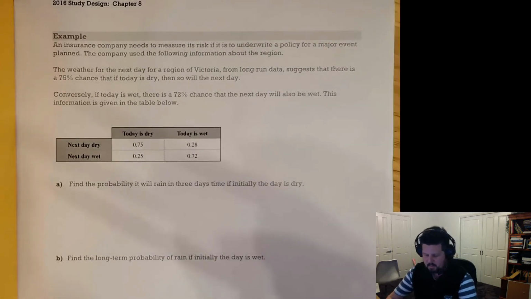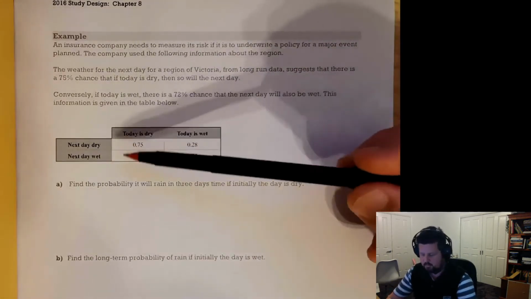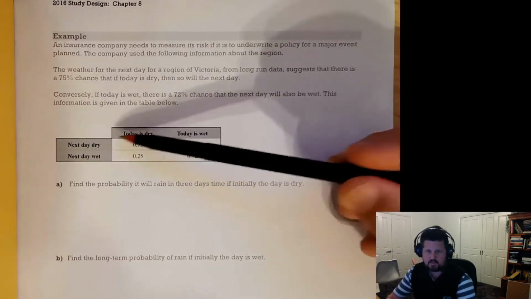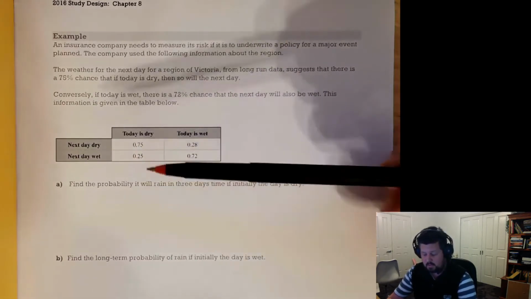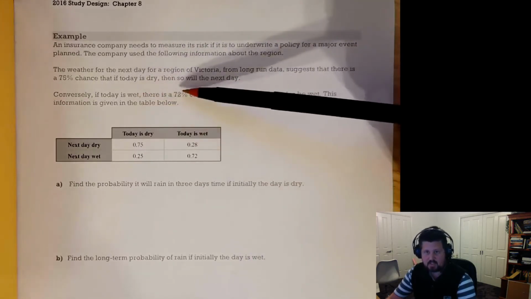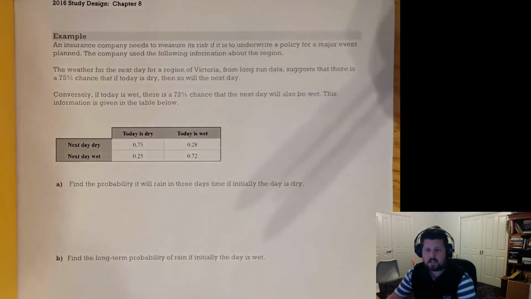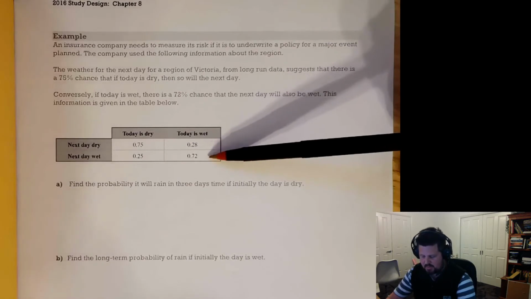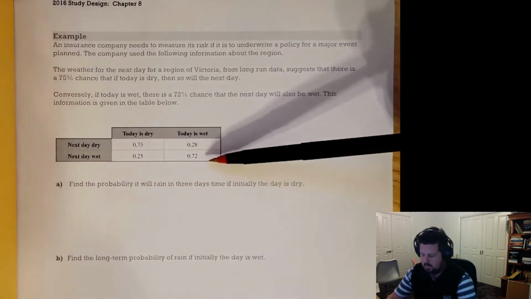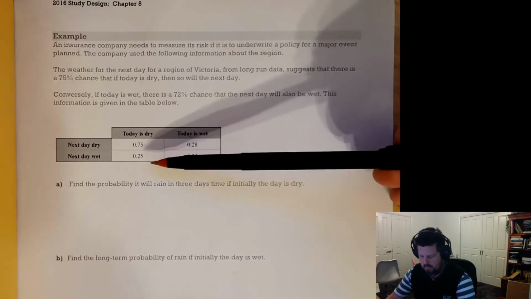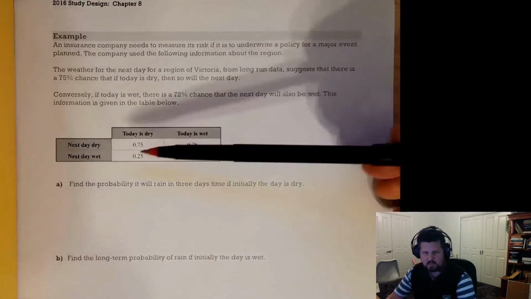So again, starting to put this into a table. If today is dry, the next day is going to be dry, 75%. It says, on the other hand, if today is wet, there is a 72% chance that the next day will also be wet. So if the day is wet, 72% chance that the next day is going to be wet. Obviously, we know that we can get these other values that were unknown, not in here, because each of these columns adds to 1.